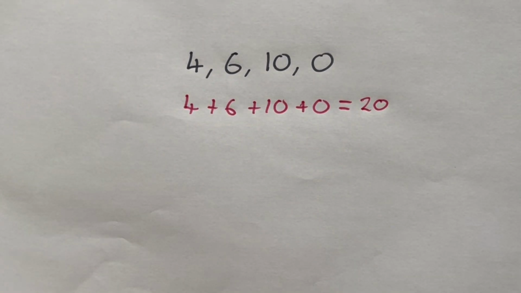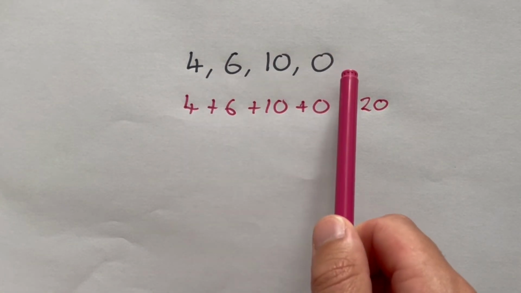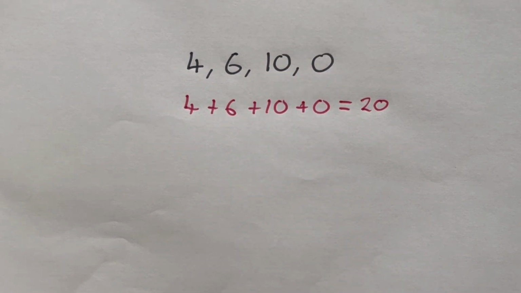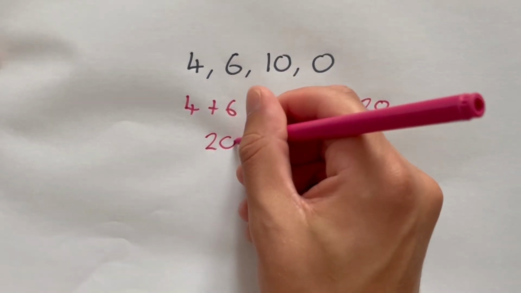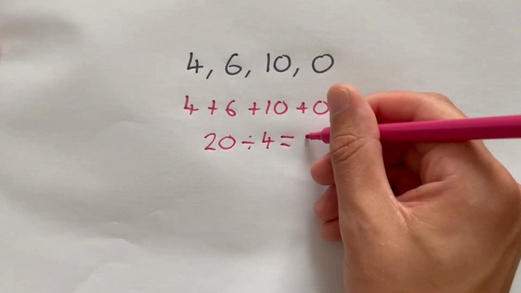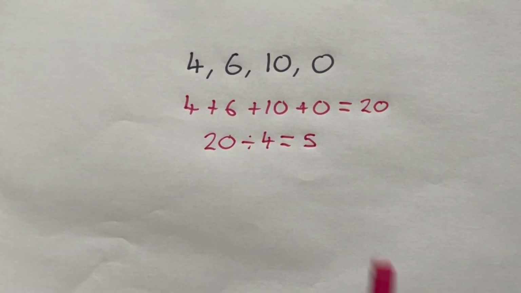To find our mean, we now need to divide by how many numbers we have. There's 1, 2, 3, 4 numbers here. So we have to do 20 divided by 4. And that gives us an answer of 5. The mean of this set of data is 5.